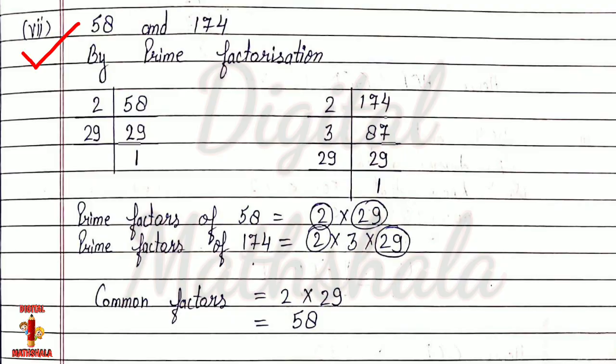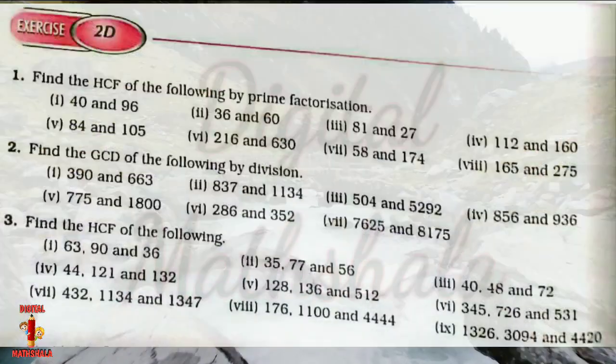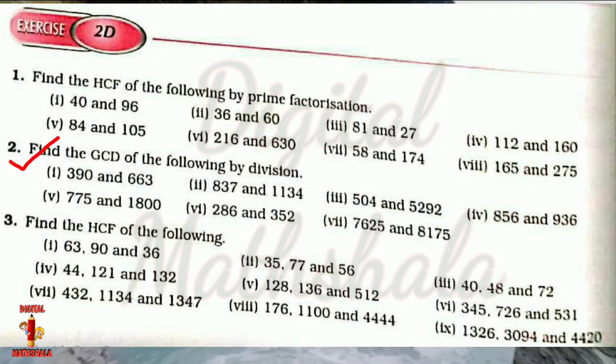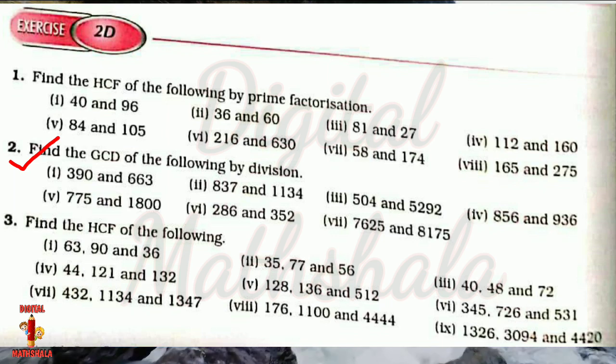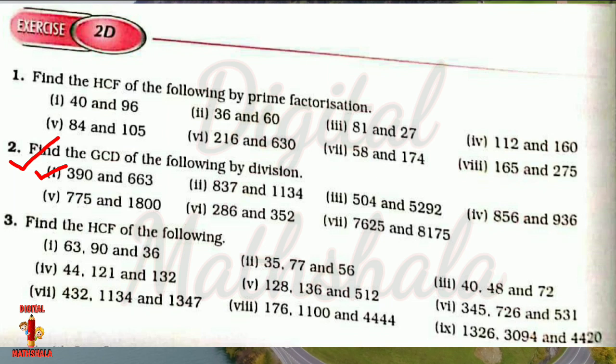Now we are moving to the next question, question number 2. In question number 2, find the GCD of the following by division. Here in the first option two numbers are given, 390 and 663. So by the division method we have to find the GCD. GCD means HCF. There is no difference between HCF and GCD. Both are same. So let us see how we will solve this.